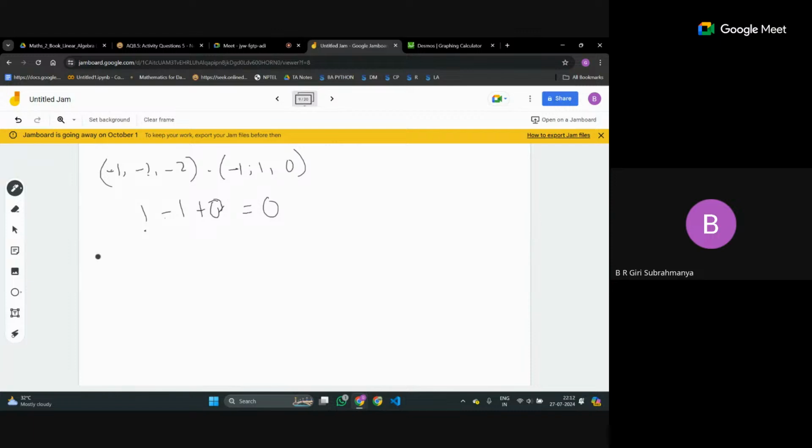Now we have to check it with the first vector also. So -1, -1, -2, the dot product with 1, 1, 1. You have to add all the three, so this will be -1, -1, -2, and if you add all three, you'll get -4. So this is not orthogonal to the first vector. So option 4 is wrong.